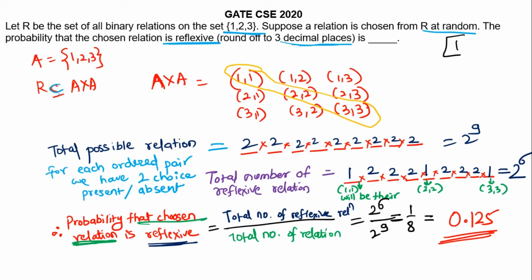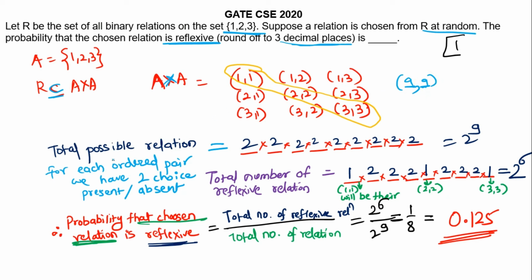You are performing Cartesian product on the same set. What are all the possible elements for this particular relation? It will have this many elements: 1 1, 1 2, 1 3, 2 1, 2 2, 2 3, and so on. Your relation is reflexive when, in the ordered pair, both the places are the same, means the first place and second place have the same number.